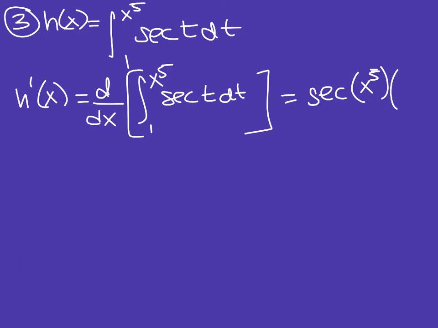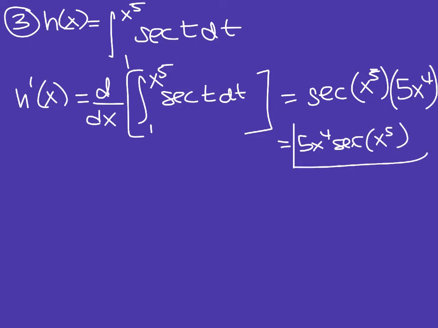So when I use the chain rule, that means I need to take a derivative of that x to the fifth. That's going to give me 5x to the fourth. And this actually is my answer. You can write it out like this if you want to. But keep in mind that you do need to use a chain rule for this type of problem.